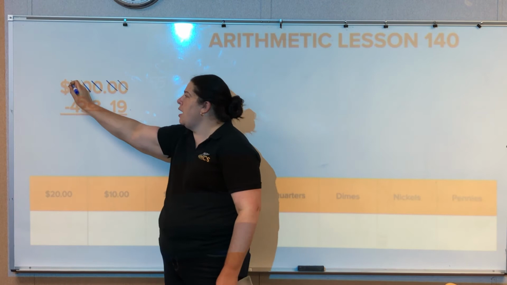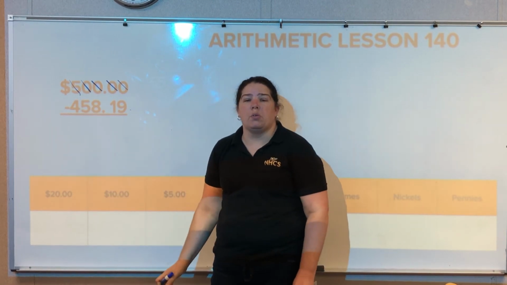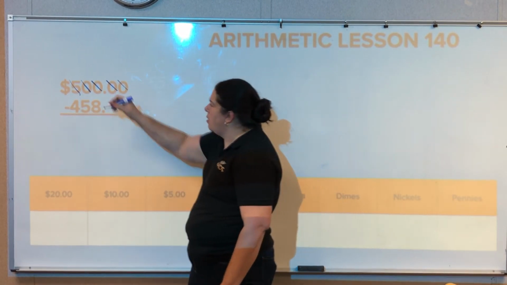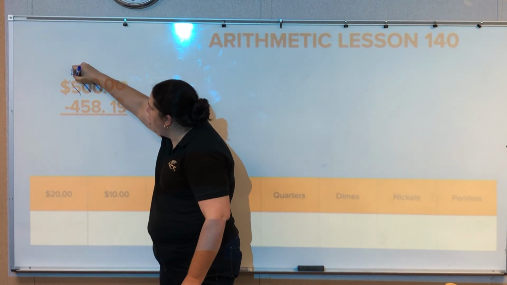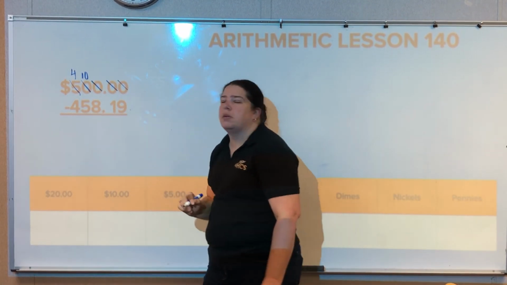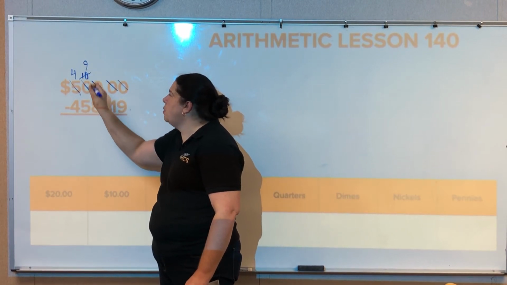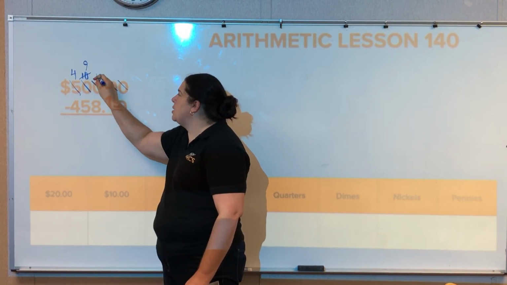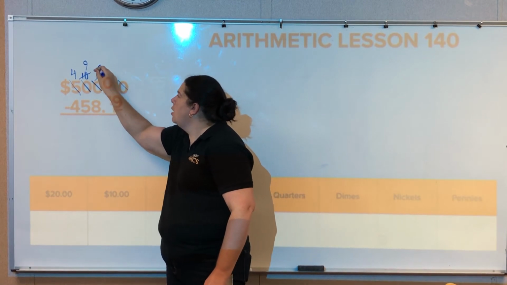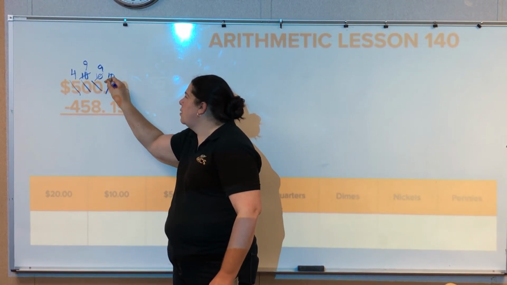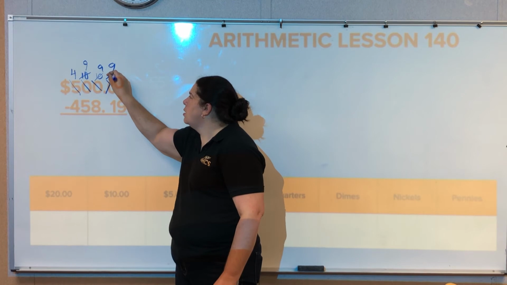We found 5. We borrow from the 1. We take away 1 and we add 10. Take away 1 makes it a 4 and we add 10. Now we have to borrow from him. Take away 1, which makes it a 9, and give away 10.